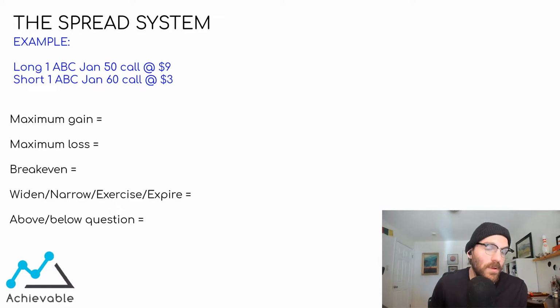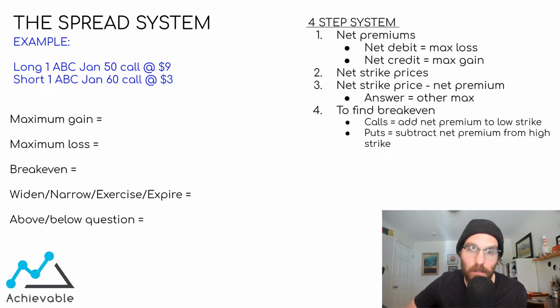Now, if you've read through the Achievable materials, you've already seen what I'm about to put up on the screen, which is a 4-step system to getting to the right answer for maximum loss, maximum gain, break even. Now, something to keep in mind, this 4-step system only works with spreads. That's it. So don't try to use this on straddles, don't use this on hedging or income or any other strategy. I probably should have pointed this out up front, but one of the more important parts of options is being able to identify what strategy you're dealing with.